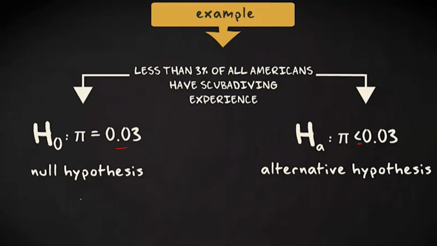So the null hypothesis will always be equals, and the alternative hypothesis will be less than, or greater than, or not equals to. So we can have these three. The alternative can be less than, greater than, or not equals to, while your null hypothesis will always be equals to.